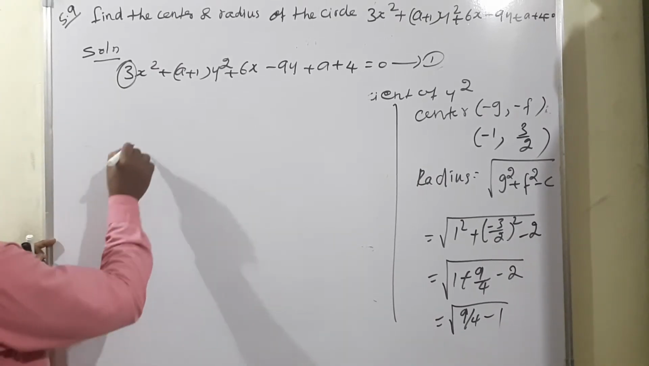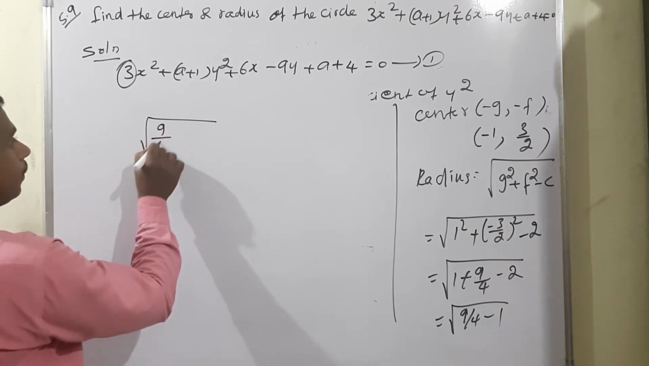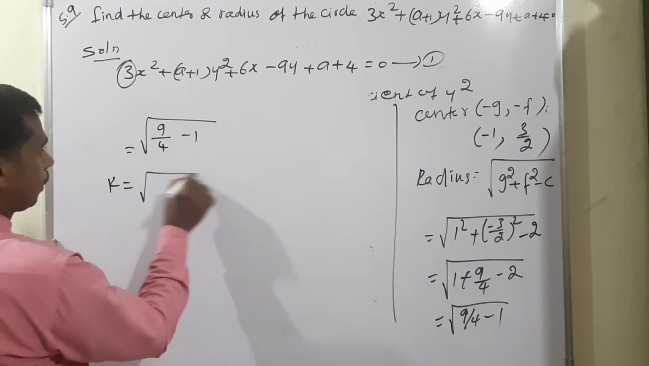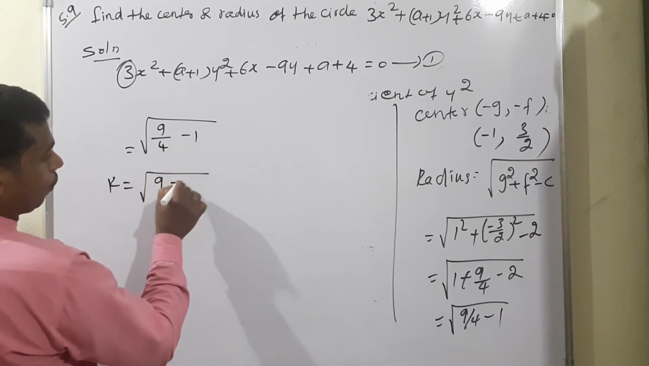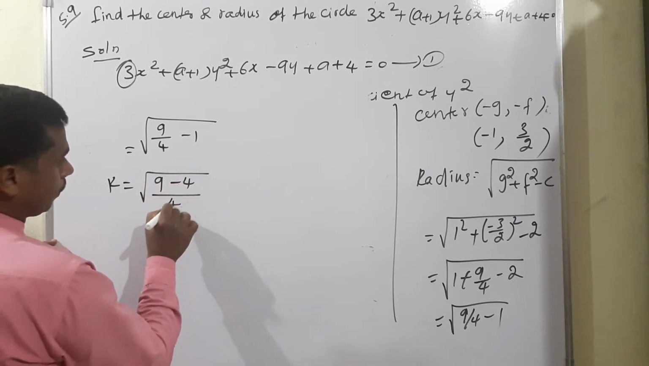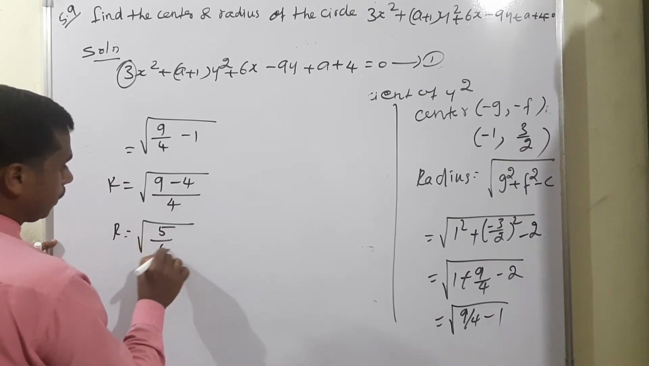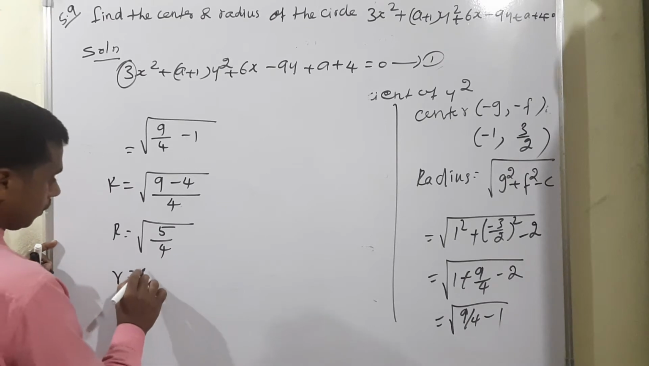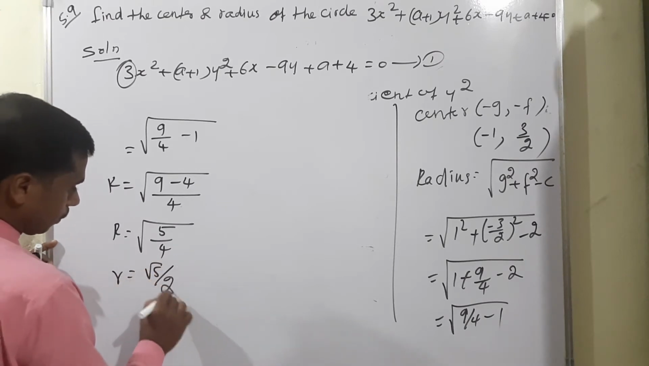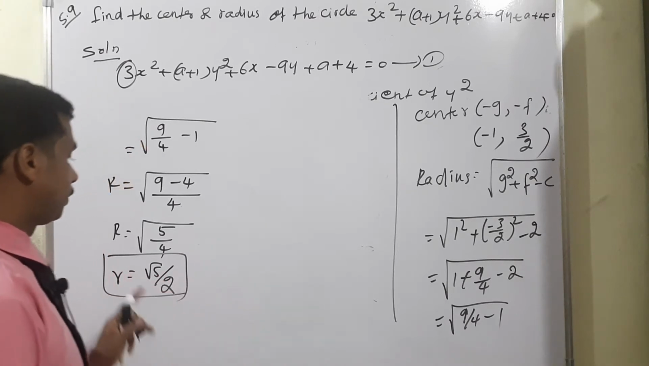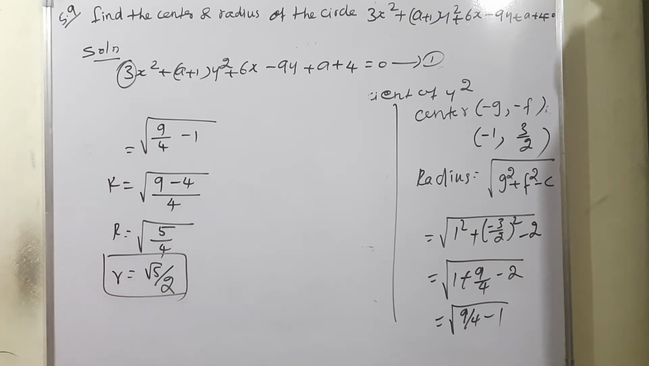Now, square root of 9 by 4 minus 1. This is called the radius, isn't it? Square root of 1 into 4 means 4. 9 minus 4 divided by 4. Therefore, r is equal to 9 minus 4, which is 5 by 4. Therefore, r is equal to square root of 5 by 2. Therefore, the center is minus 1 comma 3 by 2. The radius will be root 5 by 2. This is our final answer.